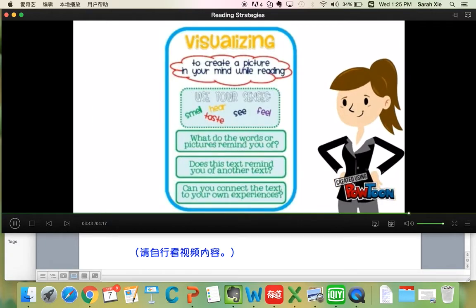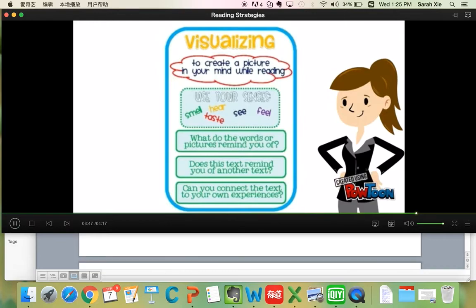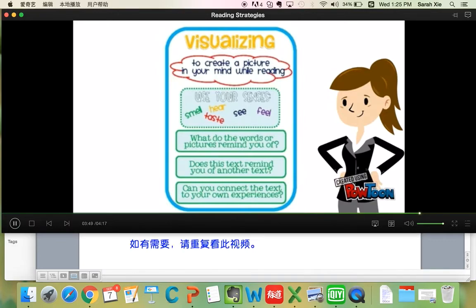Visualizing means to create a mental picture. You have to think with your senses. And what do the words or pictures remind you of? Does this text remind you of another text? Can you connect the text to your own experiences?